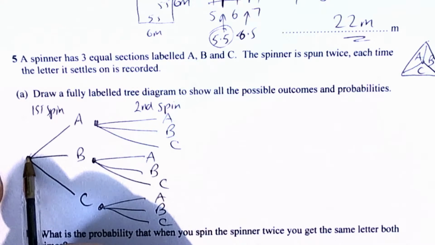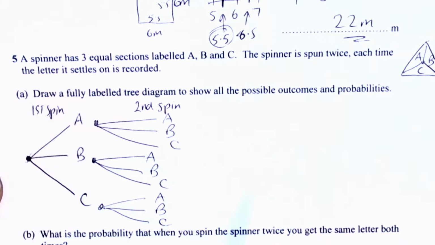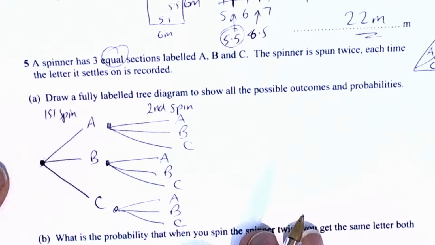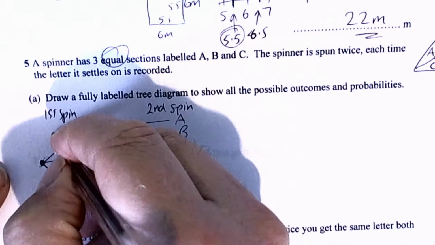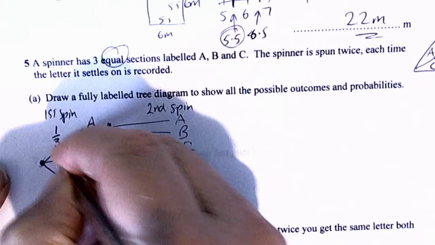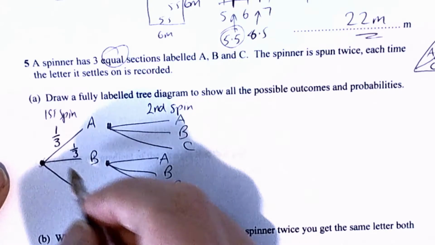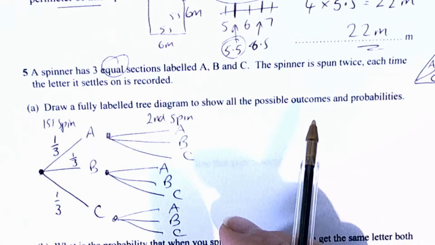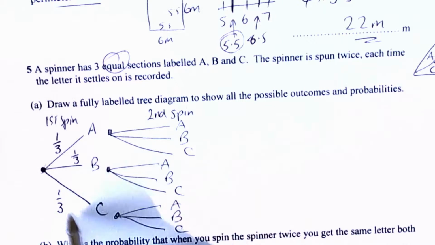So what happened? We spun the spinner, and we got a possible outcome of A, or B, or C. Now it's saying that they have equal sections, so that's shouting out at you that when you draw the fully labelled diagram, you need to add in the probabilities. Well, we have to assume that each section is equally likely to appear, so that's going to tell us that we're going to end up with thirds for the probability of getting each of the letters. So the probability of getting A, 1/3, probability of getting B, 1/3, the probability of getting C, 1/3.